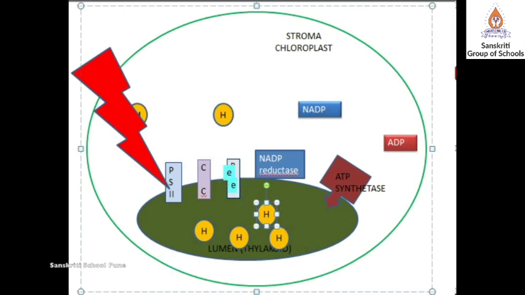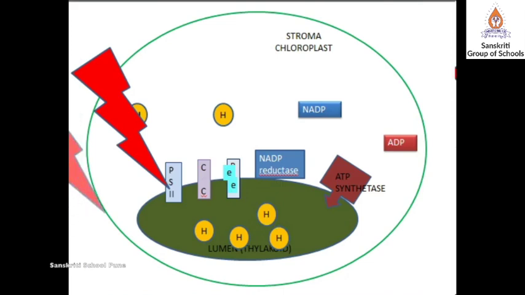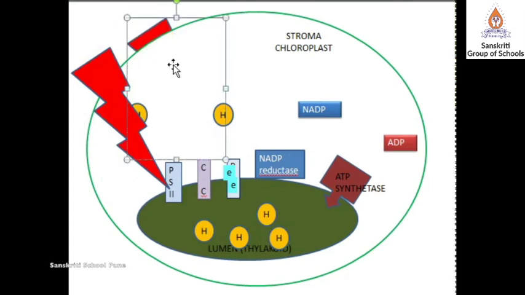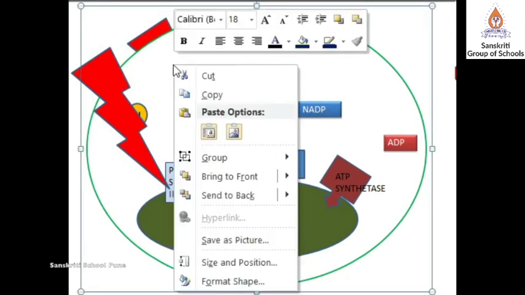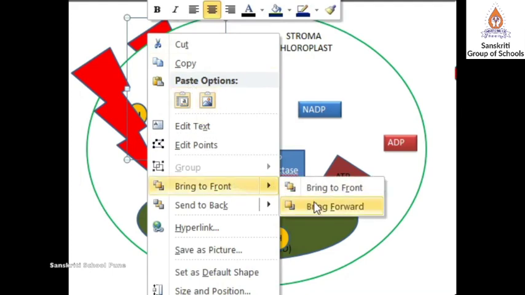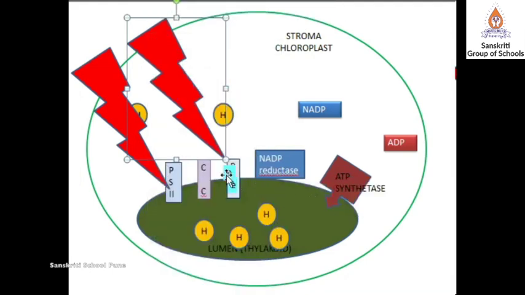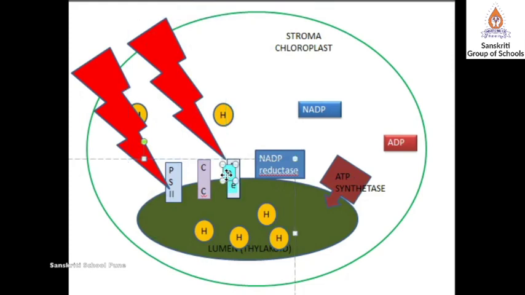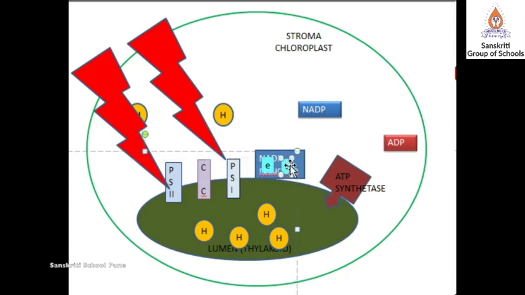Meanwhile, photosystem 1 also gets energized by the sun or solar energy. And because of this extra energy, the electrons move on to the electron acceptor. Now this first electron acceptor is an enzyme called NADP reductase.